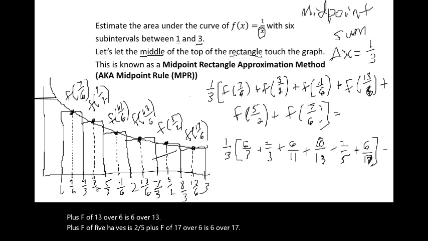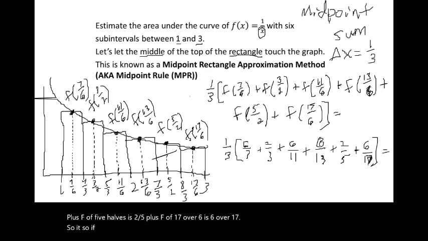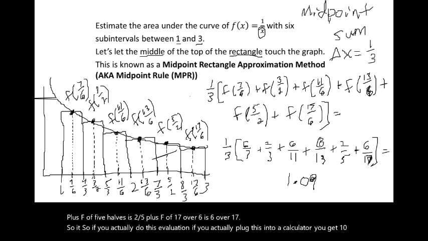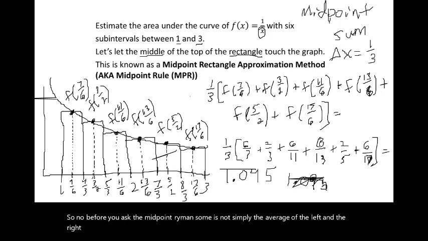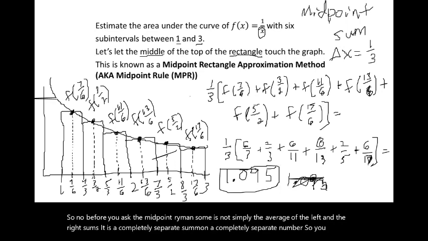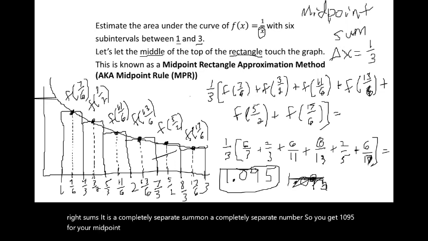So if you actually plug this into a calculator, you get 1.095. So no, before you ask, the midpoint Riemann sum is not simply the average of the left and the right sums. It is a completely separate sum and a completely separate number, so you get 1.095 for your midpoint Riemann sum approximation for the area underneath this curve.